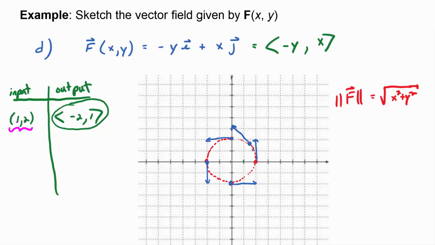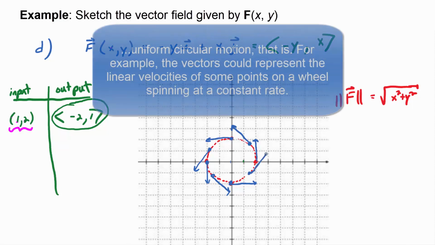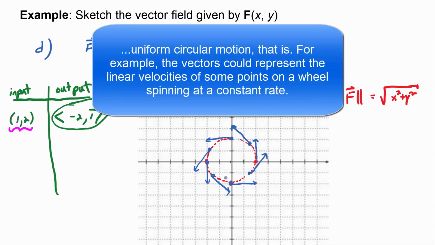So for a circle of radius 2, any vector, and I could draw it anywhere, with input on that circle is going to have length or magnitude 2. And this is really a special vector field. It's the vector field of uniform motion. Think of a point on a wheel.